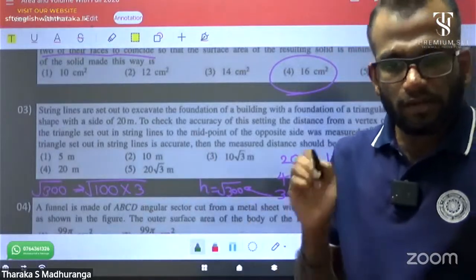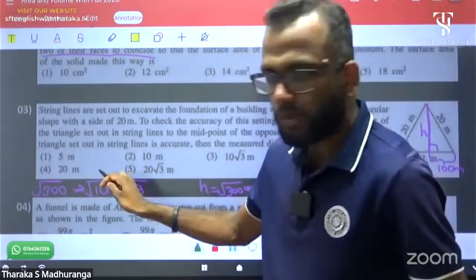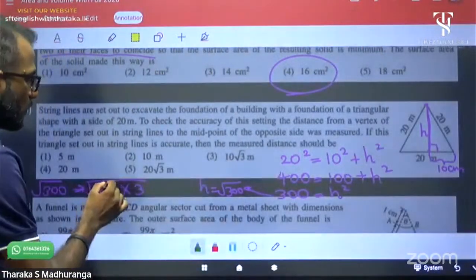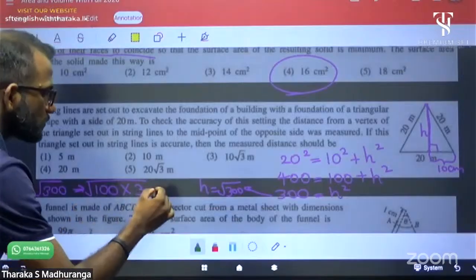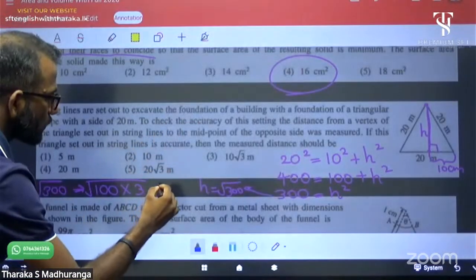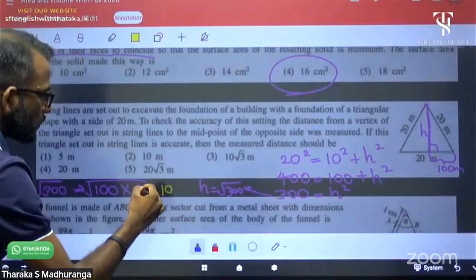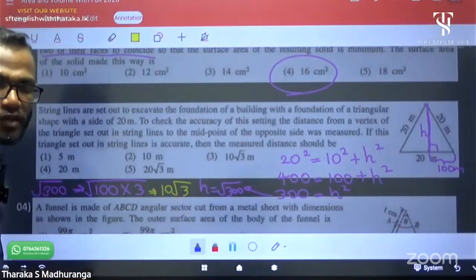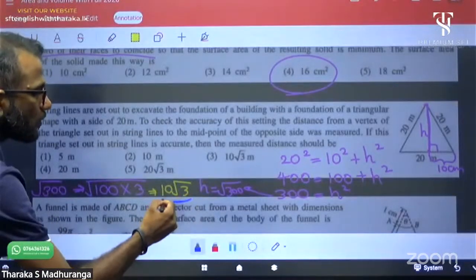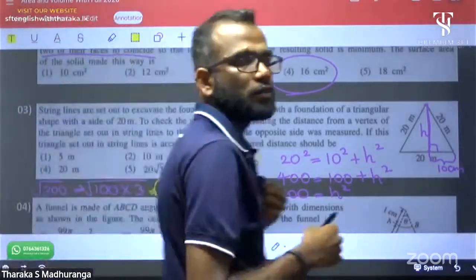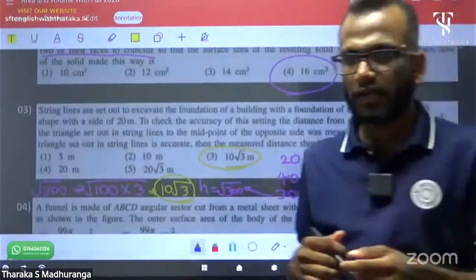I got 10 as the square root of 100, so we can take it out separately. But we don't know the square root of 3, so it stays multiplied by square root 3. 10 root 3 is the answer. Answer number 3, 10 root 3 meters. Clear?